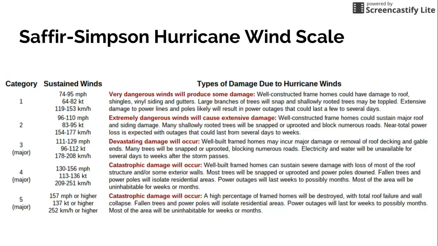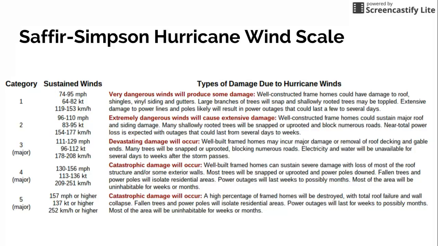Moving on up to a Category 4, you have catastrophic damage with the loss of most of the roof structure and some exterior walls on houses. Once again, the trees are an issue, and power outages will last weeks to possibly months depending on the area, and some of the area will become uninhabitable for weeks or months.